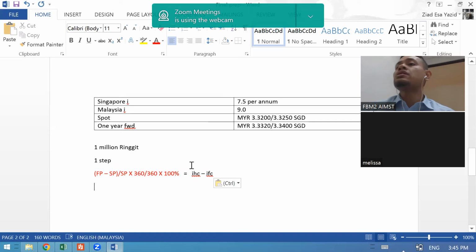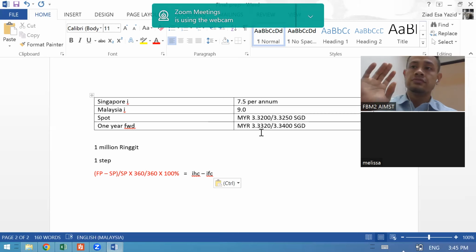Okay, so just masukkan je lah. So you look here. Okay, dia ada bid dengan ask. But there are other questions that don't have bid and ask, but don't worry about that. The bid and ask is only useful when you want to do the transaction lah. Nanti borrow, nanti berapa duit, nak tukar nanti berapa duit.